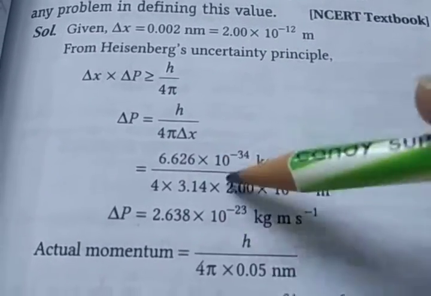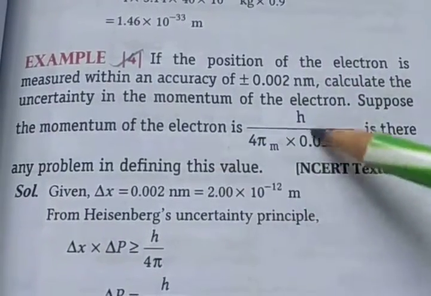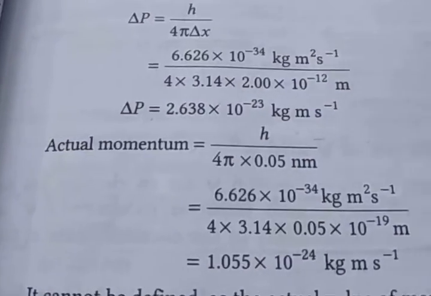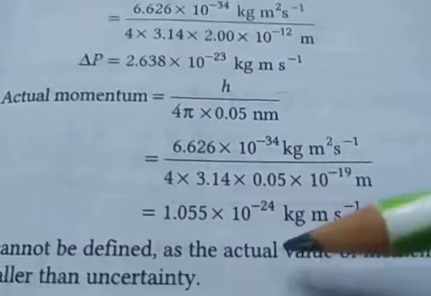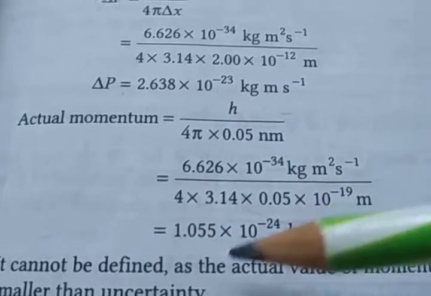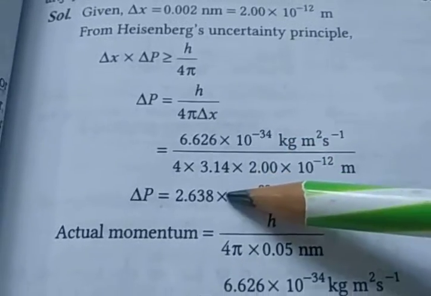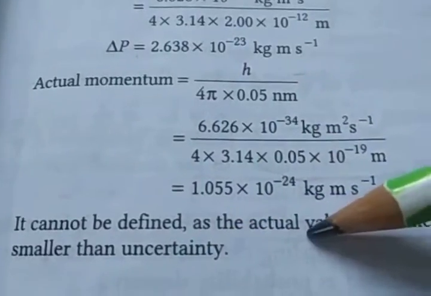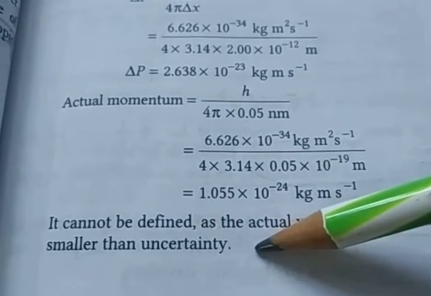But the actual momentum is given here. Suppose the momentum of the electron is this one, so we have to write h upon 4 pi into 0.05 nanometer. Put the value of h, the Planck constant, and the value of pi, 3.14, and calculate. The value comes to 1.055 into 10 to the power minus 24. By experiment, practically, we have to find this value. So it cannot be defined, because the actual value of the momentum is smaller than the uncertainty.